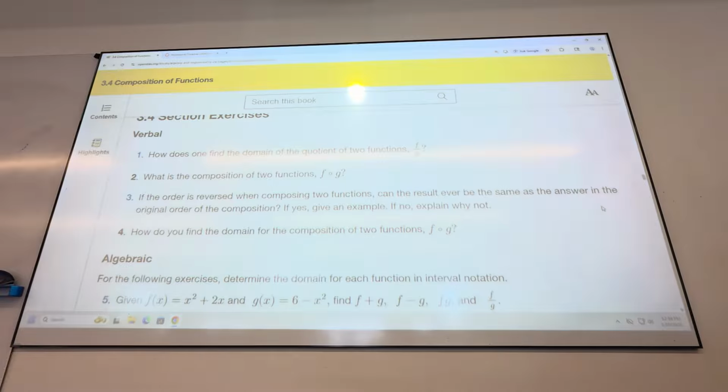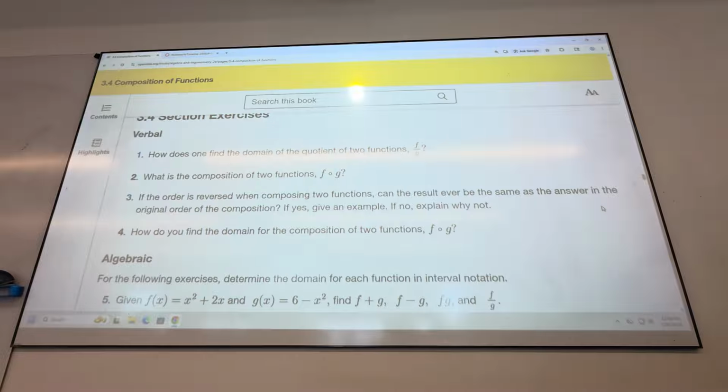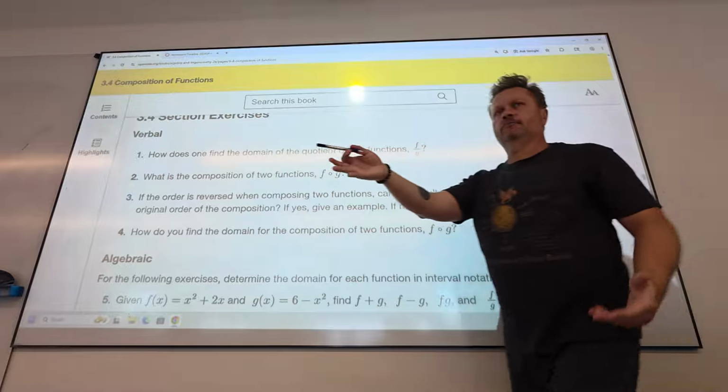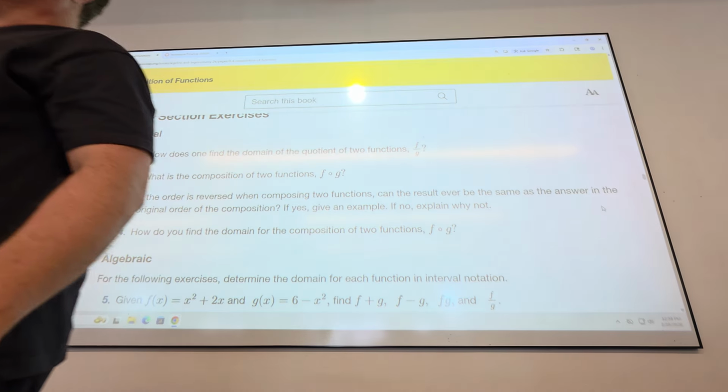What was it again? Can the result ever be the same? If yes, give an example. So you could give the example, let F and G be the same. And you would be answering the question, yes?